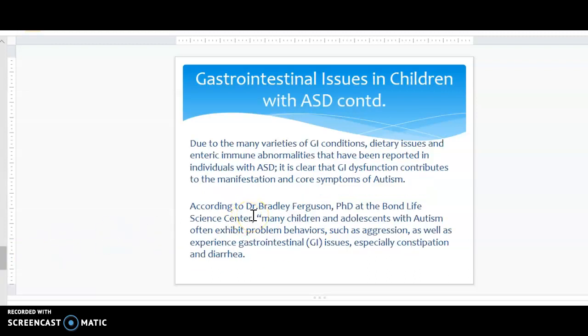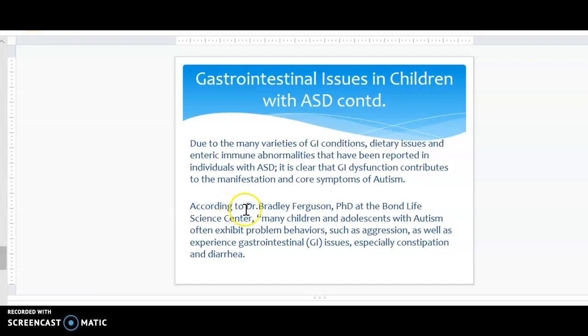Gastrointestinal issues in children with ASD, continued. Due to the many varieties of GI conditions, dietary issues, and enteric immune abnormalities that have been reported in individuals with ASD, it is clear that GI dysfunction contributes to the manifestation and core symptoms of autism.